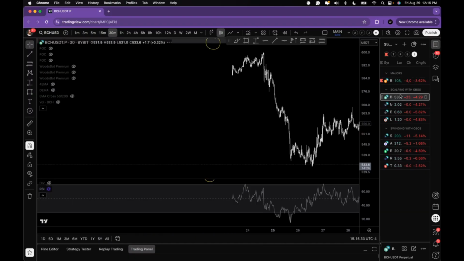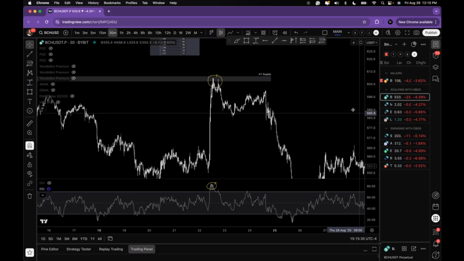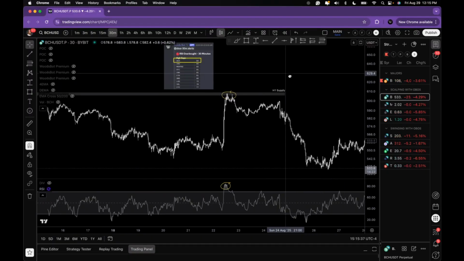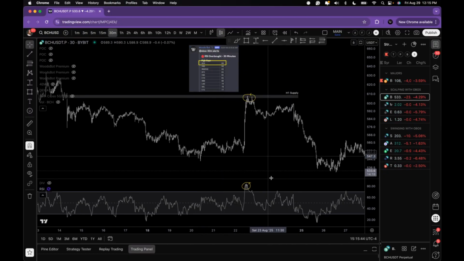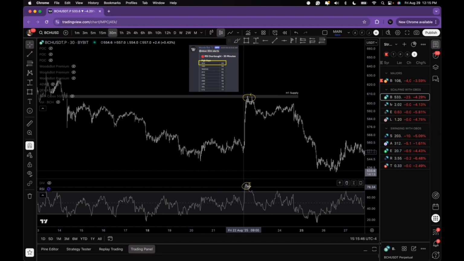So if we look here at BCH, we can see here that BCH was overbought, 84 read on the RSI. Like this is really high. You're getting way up there. And so basically when you get these alerts, you can tie in your general TA. Do we have divergences? Have we swept key liquidity? Are we trading into support or resistance? Are we trading into supply or demand?